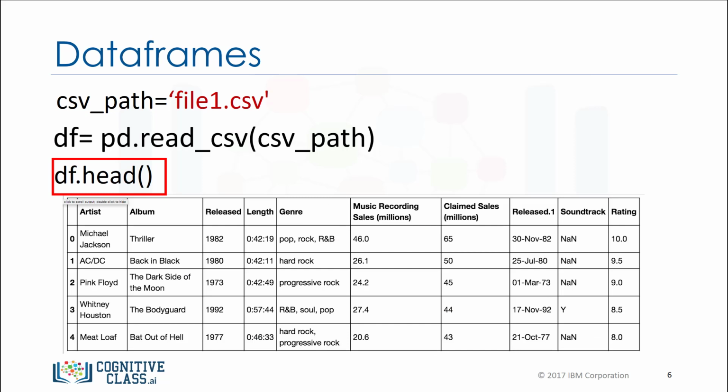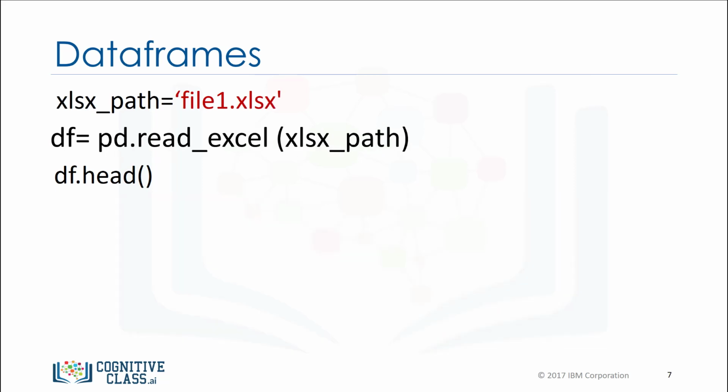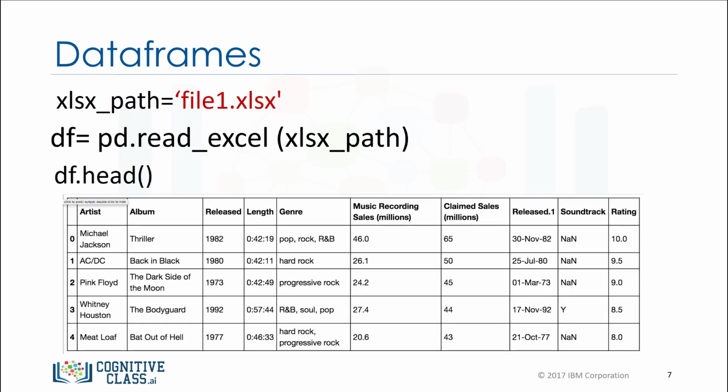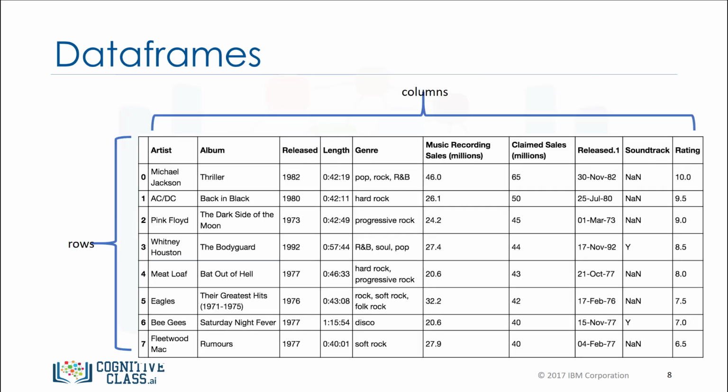We can use the method head to examine the first 5 rows of a data frame. The process for loading an Excel file is similar. We use the path of the Excel file. The function read_excel. The result is a data frame. A data frame is comprised of rows and columns.